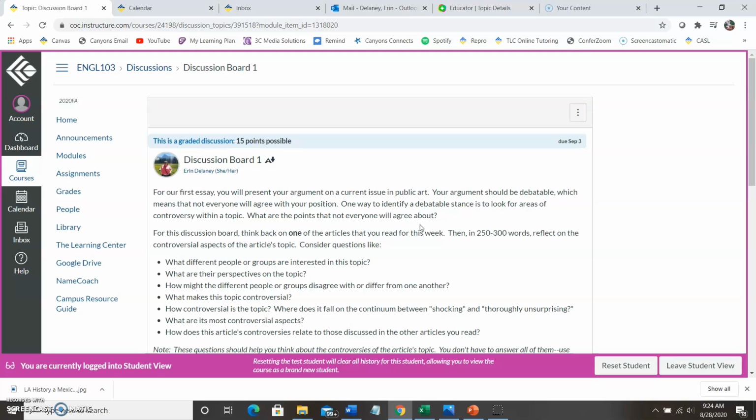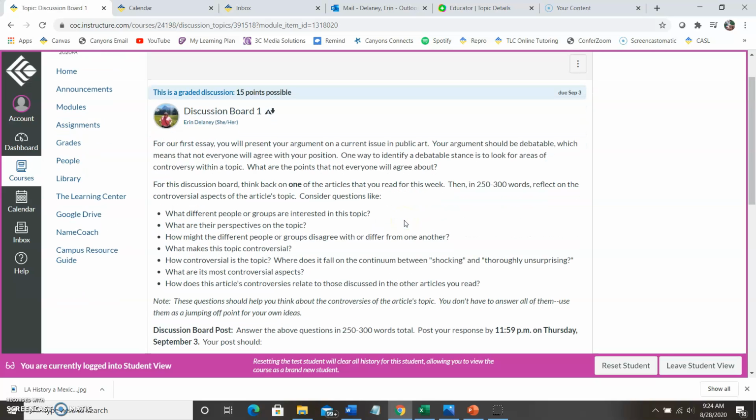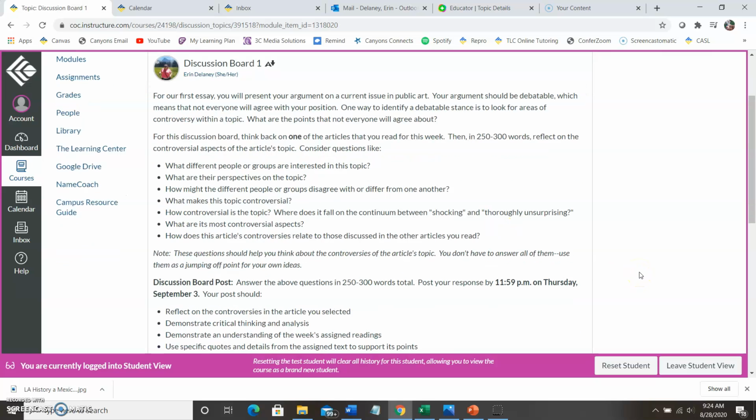Then this week we have our first written discussion board, as opposed to our Flipgrid discussion that was last week. This helps you to start thinking about the different controversial aspects in the article. So it's going to help you hone your ideas in terms of your essay topic and help you start deciding which of the articles you want to write about for your essay.